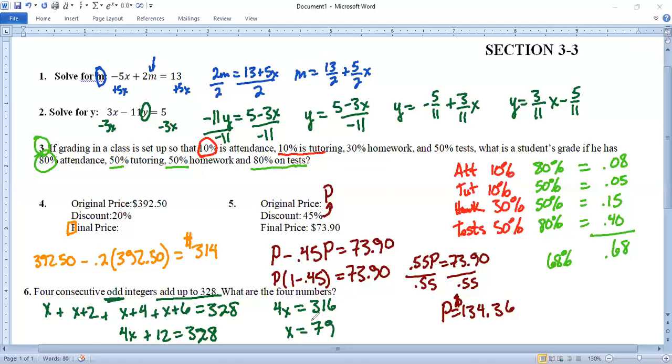Okay, so that's one number, that's this guy. And so if we go back and stick them in, we have that this one is 79, then the next one is 81, then the next one is 83, then the next one is 85. So 79, 81, 83, 85. Those are the 4 numbers, consecutive odd numbers, that add up to 328. Great.